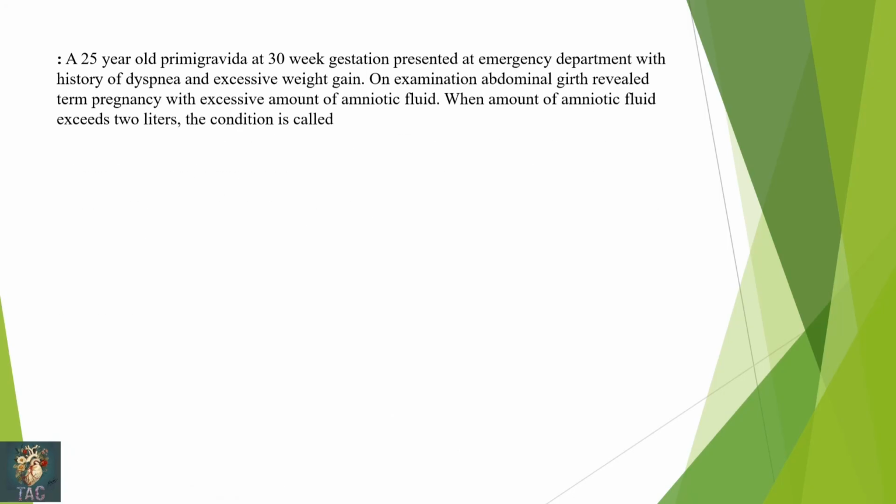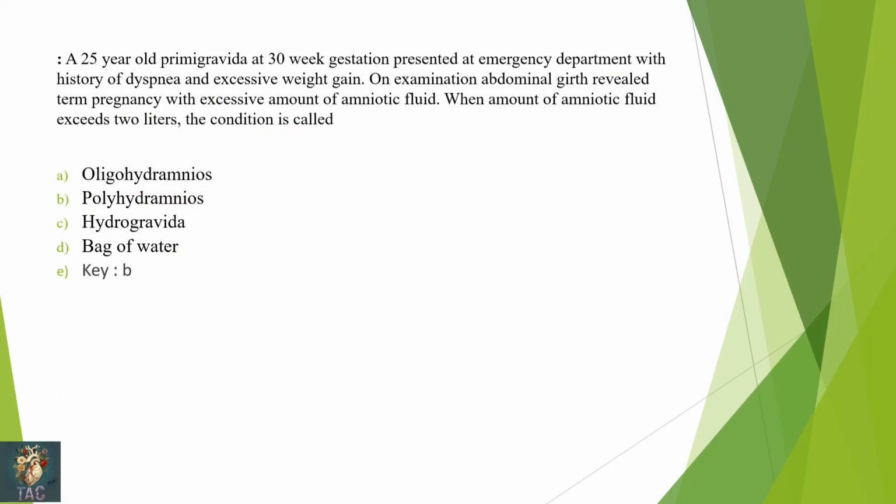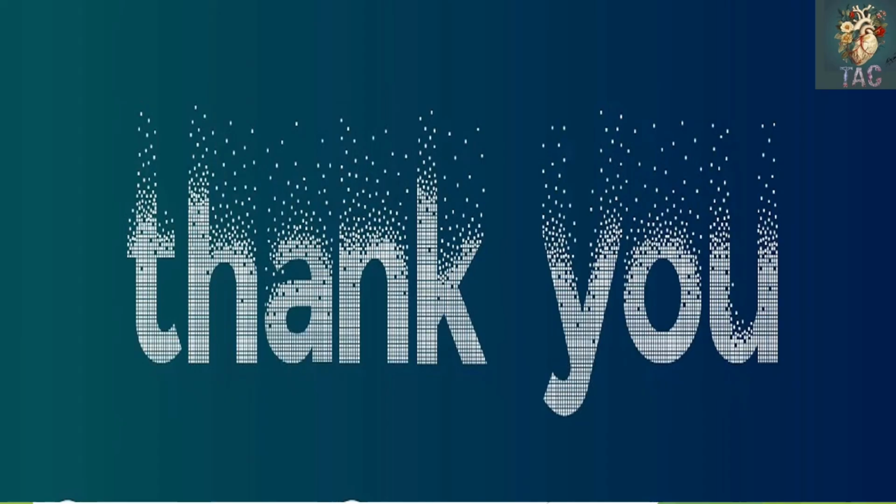Next is a 25-year-old primigravida at 30th week gestation presented at the emergency department with history of dyspnea and excessive weight gain. On examination, the abdominal girth revealed term pregnancy with excessive amount of amniotic fluid. When amniotic fluid exceeds 2 liters, the condition is called oligohydramnios, polyhydramnios, hydrogravida or bag of water. So this is basically polyhydramnios when there is excessive amniotic fluid present, and this is the answer to the question. This is all for today's class.